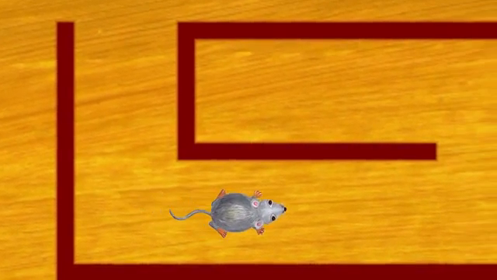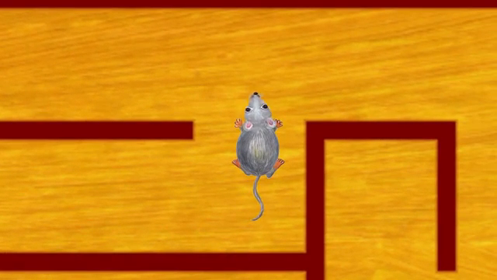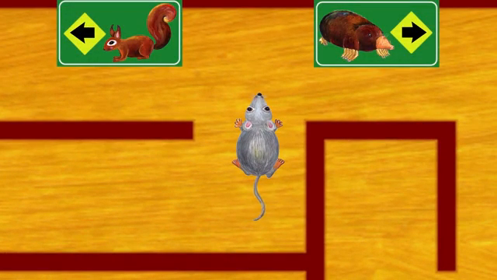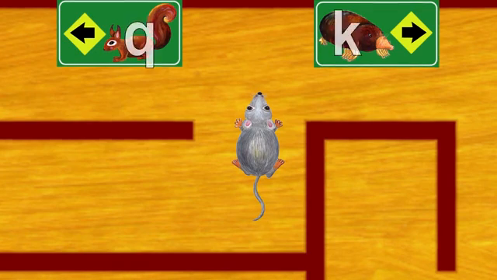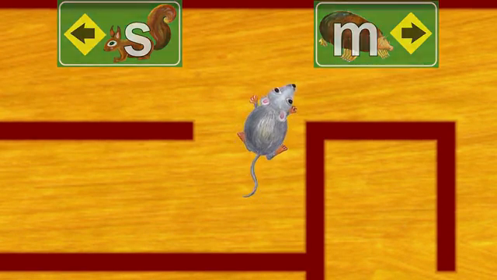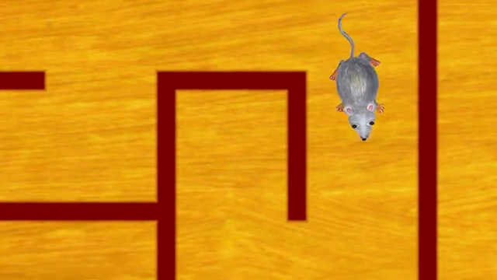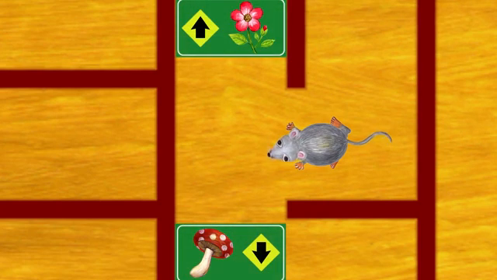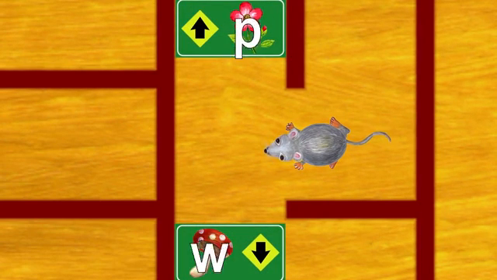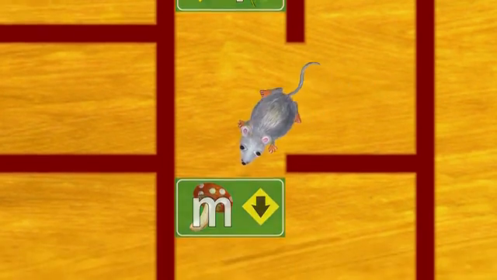We have to follow the things that start with M. Which sign should we follow? The squirrel or the mole? Yes, the mole starts with M. Which sign should we follow, the flower or the mushroom? Yes, mushroom starts with M.